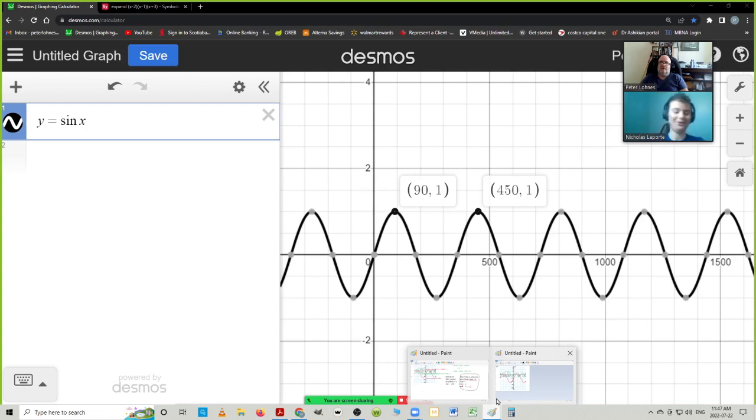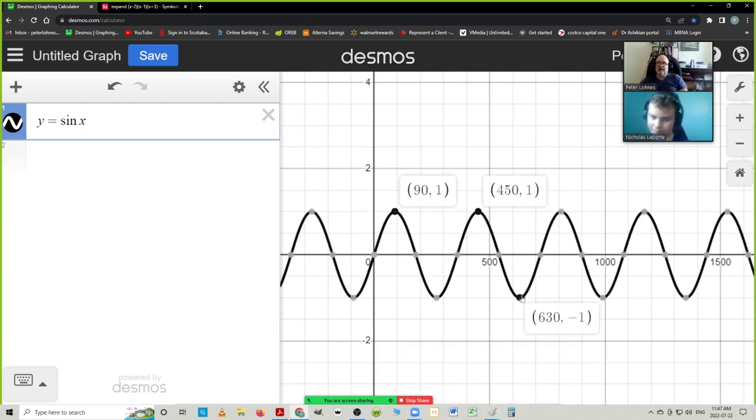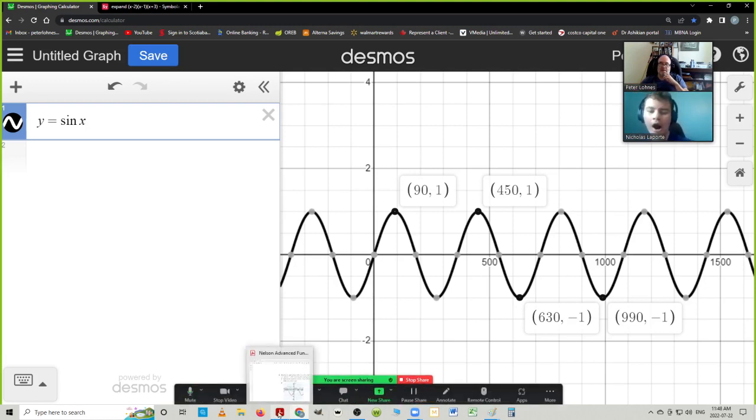I don't recall ever saying that. It's 360 apart. So the distance between two max points is the same as the period. What's the distance from here, 630, to this point, 990? 360. So the distance between min points is also the period. So that's several ways we have of finding the period.